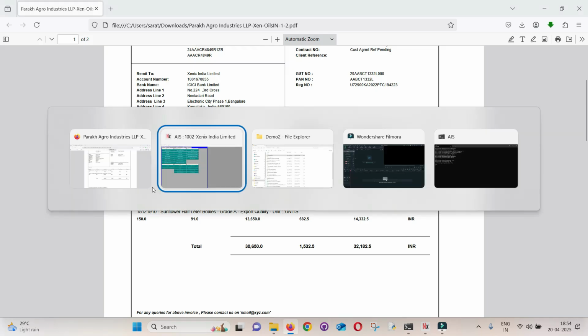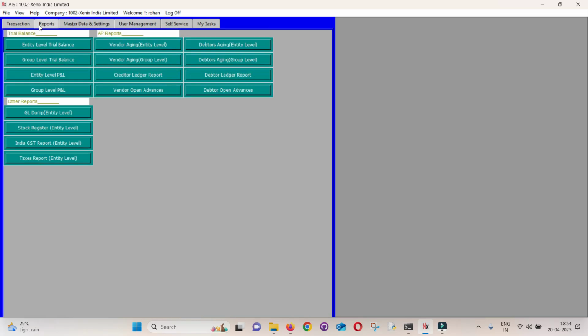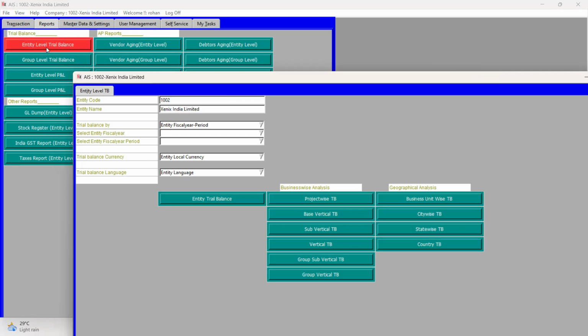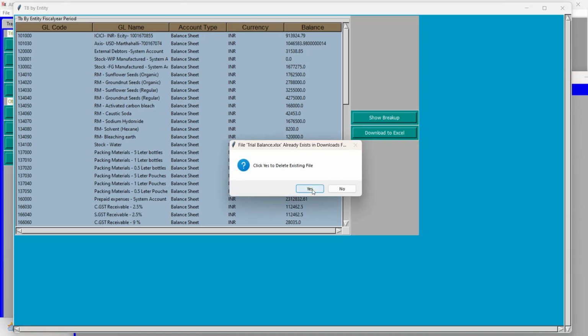and this is the invoice value. So in this video, we are going to check the reports, that is the trial balance as well as the stock register, and how this entry reflects there. So let's go to the tab of reports and click on this entity trial balance and download the trial balance. So I'm entering the fiscal year, fiscal period, entity level trial balance. So this is the trial balance. Let's download it to Excel.